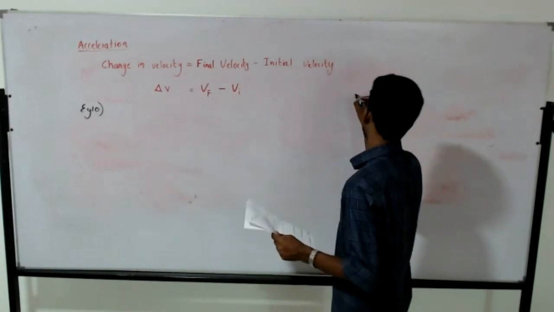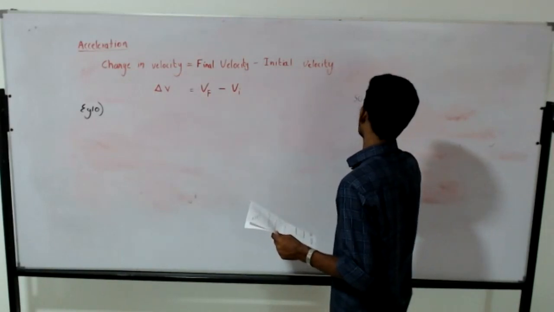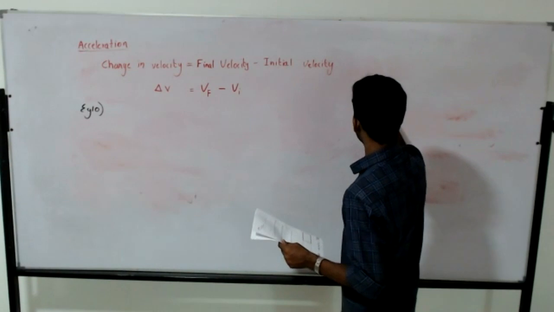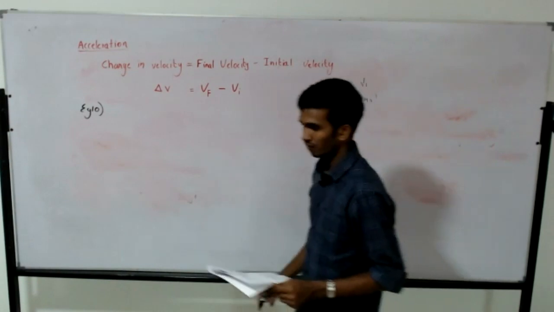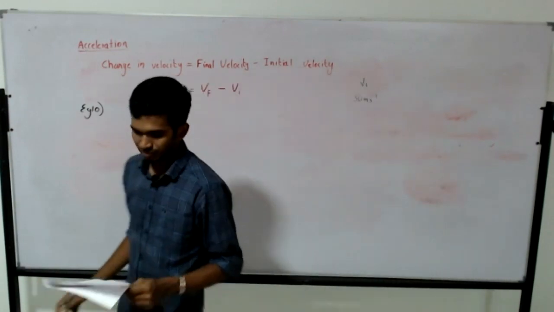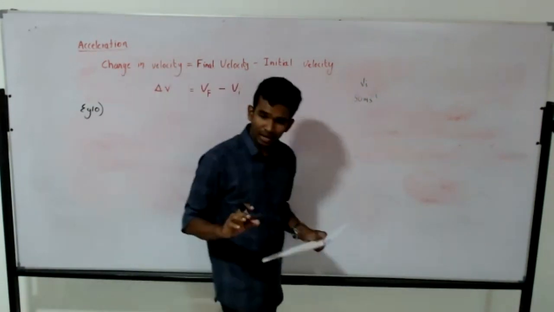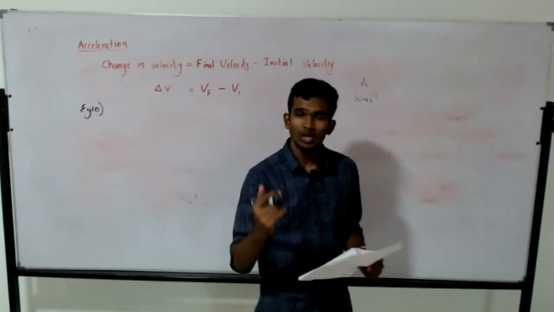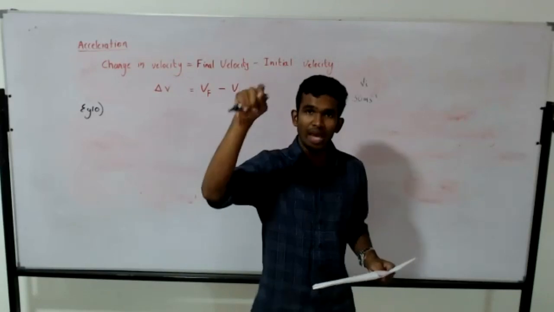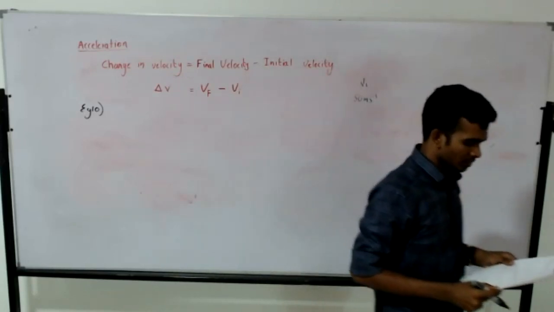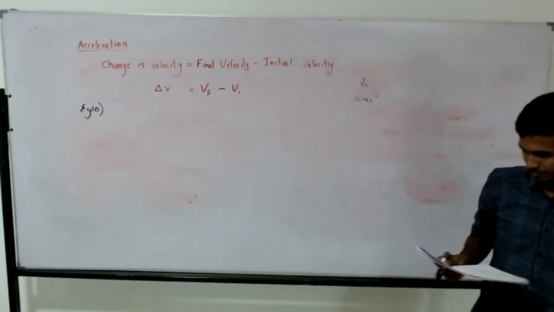On top of 50, you have 50 ms to the power minus 1. That is the initial velocity, Vi. 75 is what? Final. On top of 75 right there, write Vf.